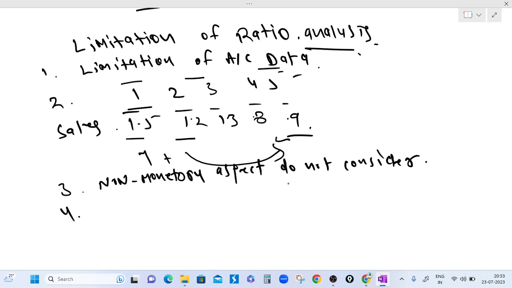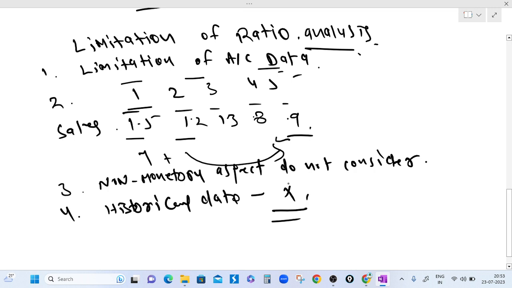Forecasting future trends based only on historical data is not feasible. Proper forecasting requires consideration of non-financial factors as well. So when you are doing forecasting, you consider only historical data, which is not correct. This is again a limitation. So that's how we have completed this. These are some of the limitations.